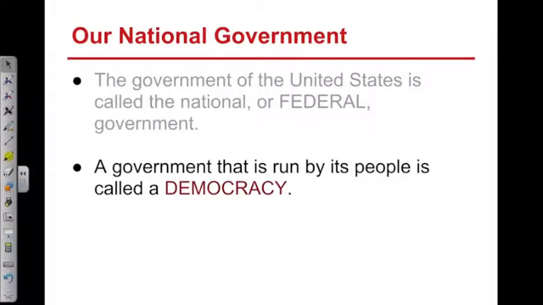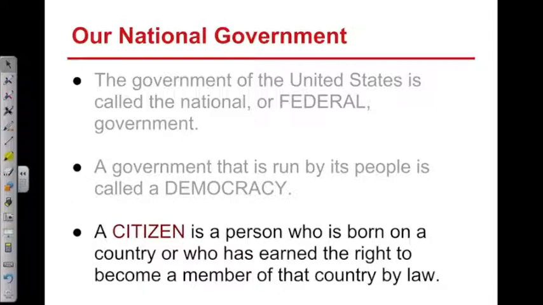Those people are called citizens. A citizen is a person who is born into a country or who has earned the right to become a member of that country by law. Because you vote and because you put people into government, you're called a citizen. The word citizen comes from the original word for a person of a city, and they generalized that to a person of a country. So see the city root word there. It used to mean a person that belongs to a city. Now it means a person that belongs to a country. Citizens elect state and local representatives, as well as the president, in national elections.